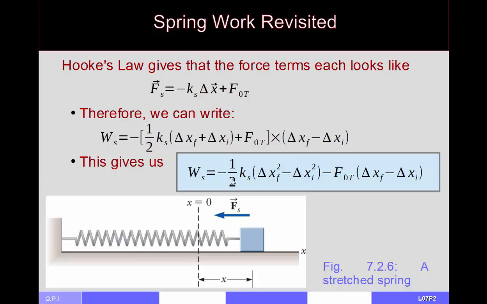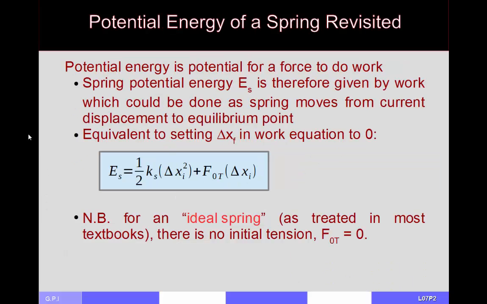So basically you introduce a factor of 1/2 as concerns the ideal spring, because in the ideal spring this term is 0, and in general you get 1/2 of this Hooke's law part of the spring force. All right, potential energy, again, is the potential for a force to do work. And in this case, the force is the force that the spring is supplying.